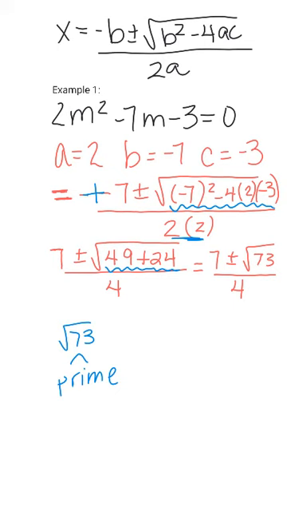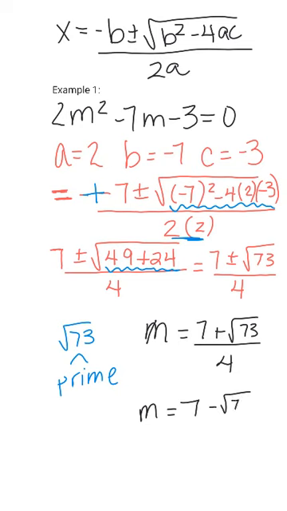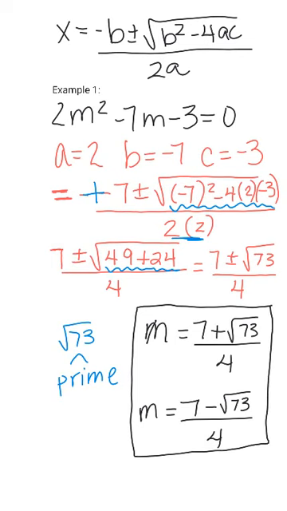So the exact answers would be m would equal 7 plus square root of 73 over 4, and m would equal 7 minus square root of 73 over 4. Those would be your two answers, and those are exact answers. Those are not rounded, okay?